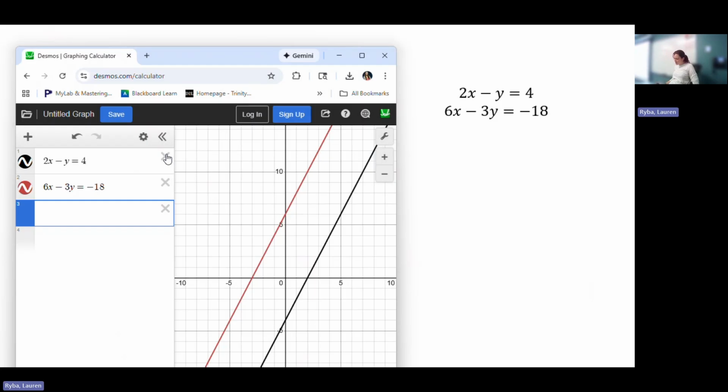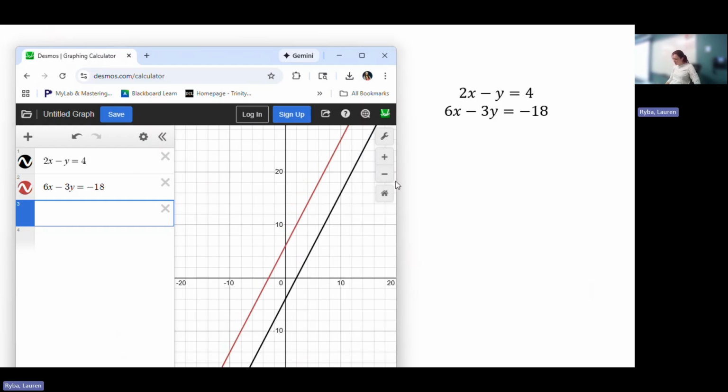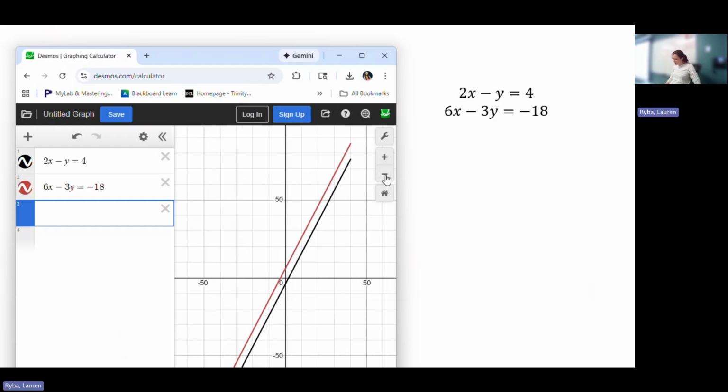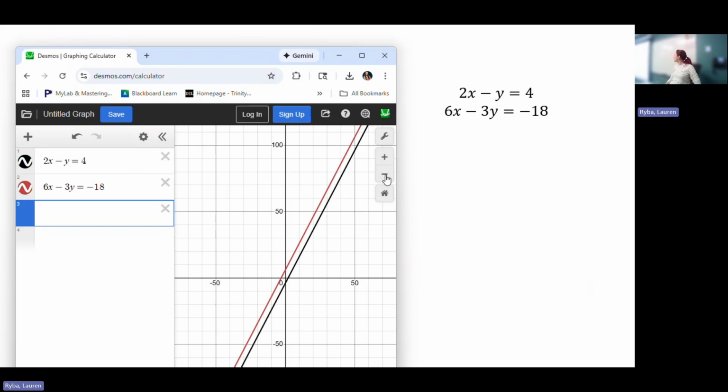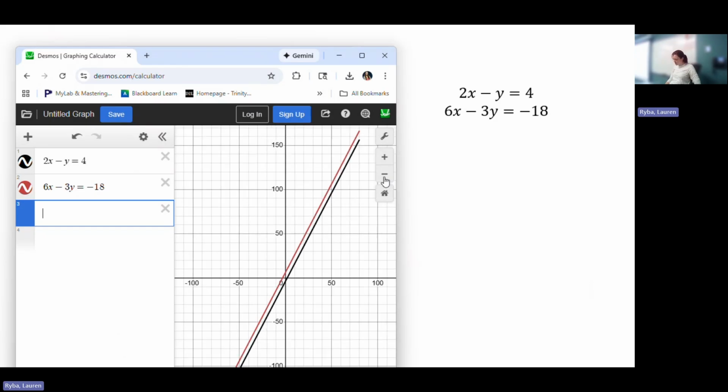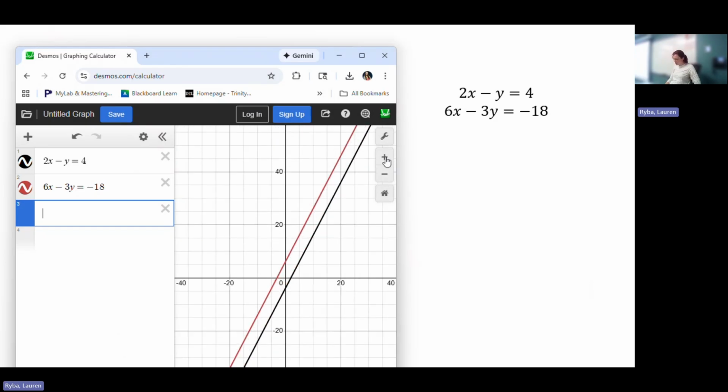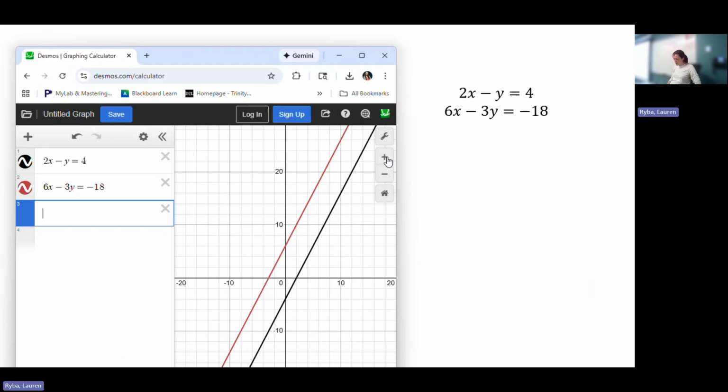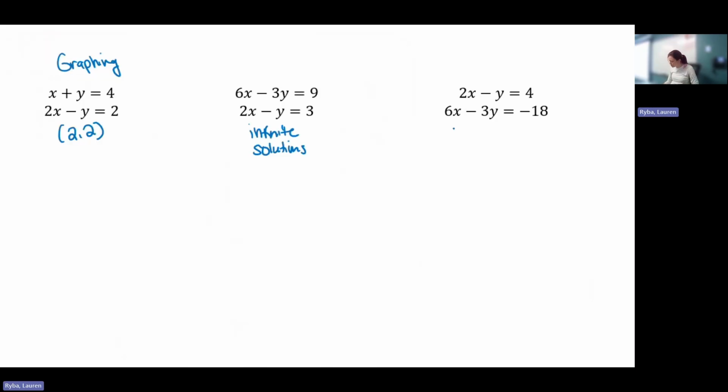Okay, so if I look at these, it looks like they're parallel. And I can zoom out and they are for sure parallel. Okay, they're not going to touch no matter how far out I zoom in or out. So they're never going to intersect, means we have no solution.